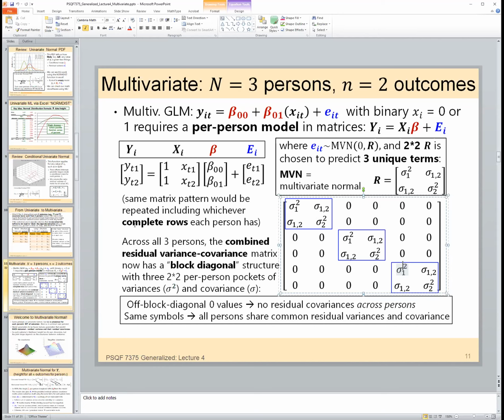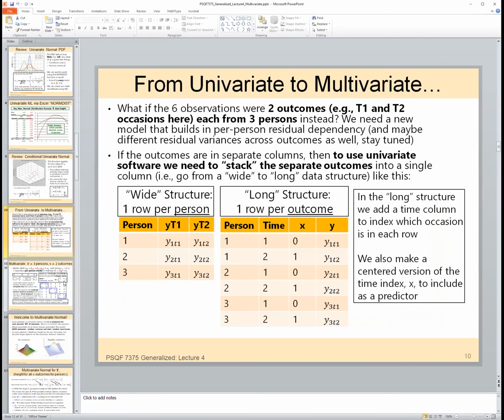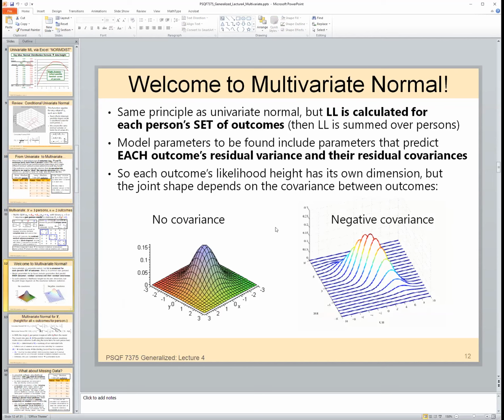If we had 3 outcomes, let me see here. Oh, no, not yet. 3 outcomes is coming. Yeah. How do we do this?